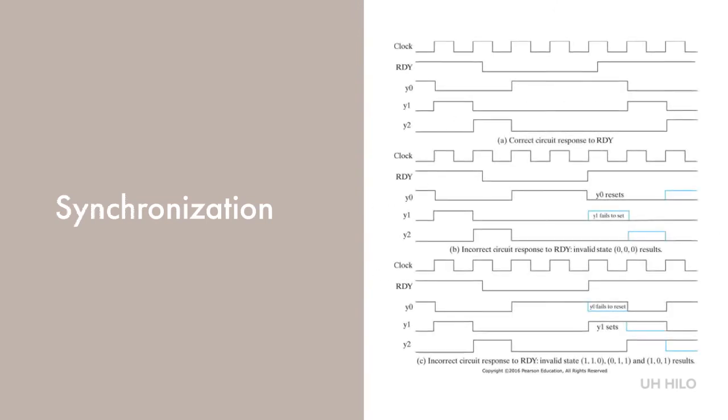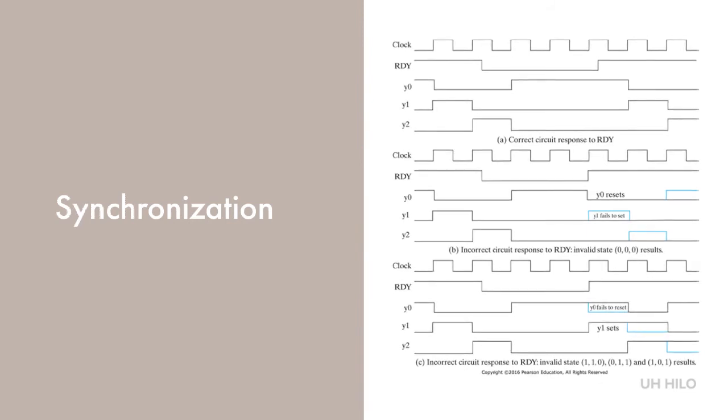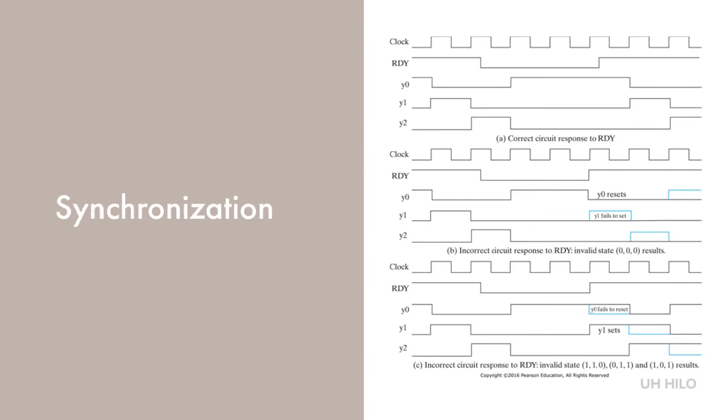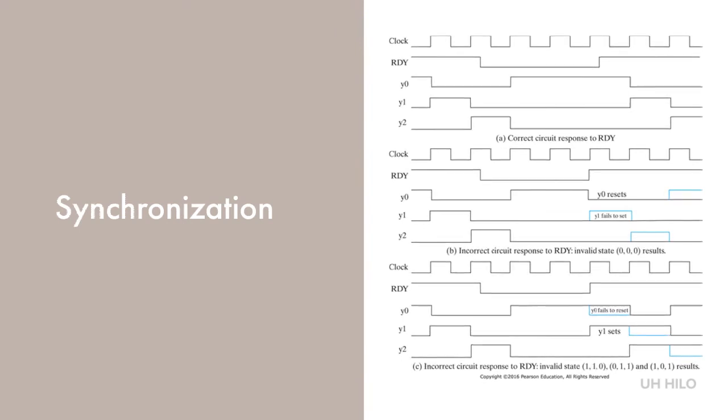If ready is asynchronous with respect to the clock, it means that it can change any time during the clock period, and we run into some subtle timing problems such as the one shown in Figure B, which results in a locked circuit, and Figure C, which ends up in an invalid state. We can fix this circuit by adding a synchronizing D flip-flop and ensuring the minimum interval specification is met by the asynchronous input.